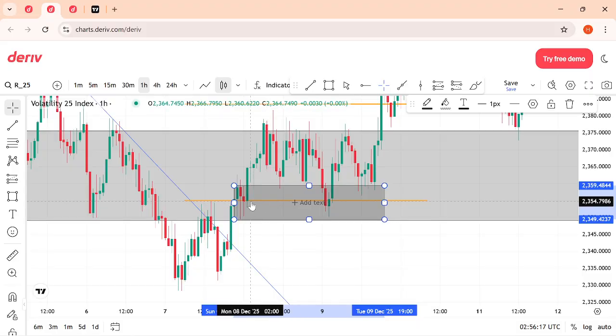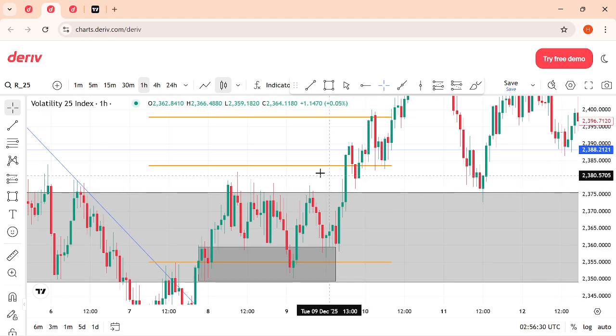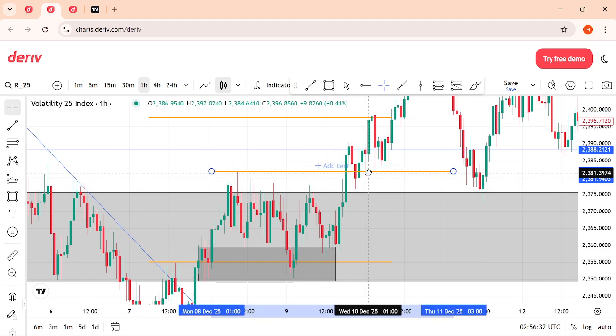You can refine it to the 5 minute time frame to pick the exact point you'll be taking your buy from. So the moment price retraces and taps into this line, you are looking for your entry. Now this is this. Let's go to the next one. Again, we saw a break of structure here.